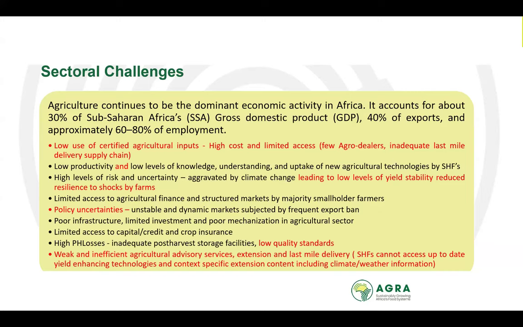When you compare the agriculture sector and the health sector, you see massive investment in the health sector with insurance companies. But in the agriculture sector, there are very few key players who are providing insurance. Infrastructure to rural areas, plus the use of mechanization, is another challenge, and post-harvest is also a big factor.